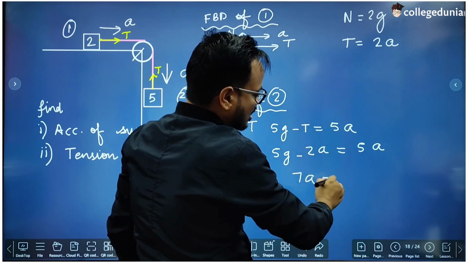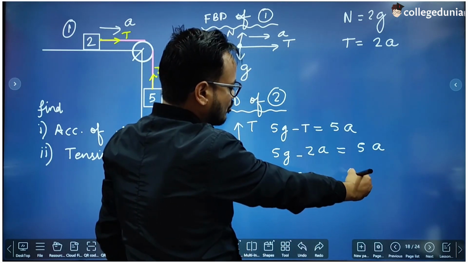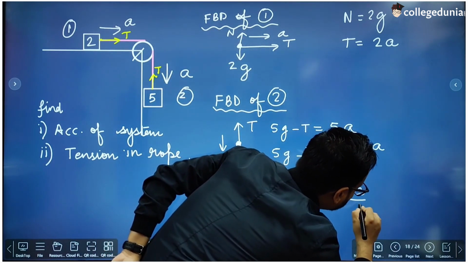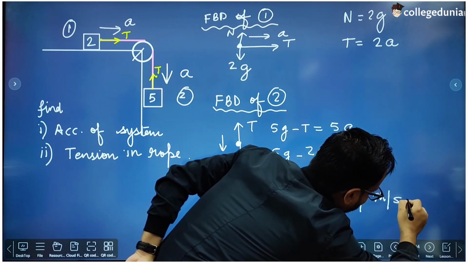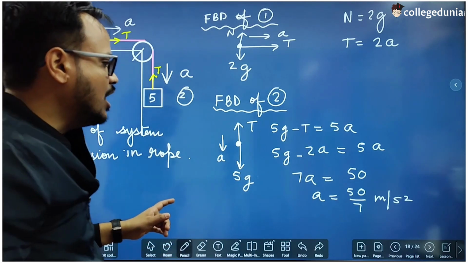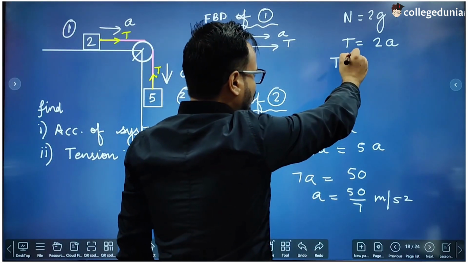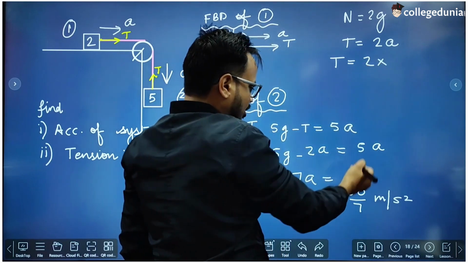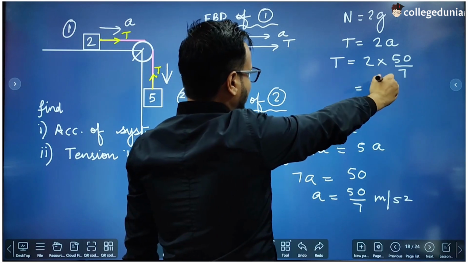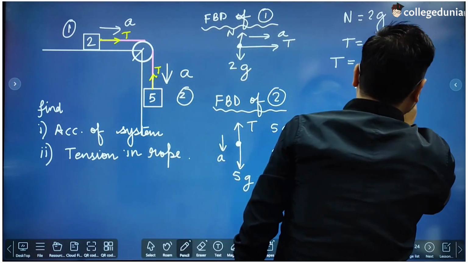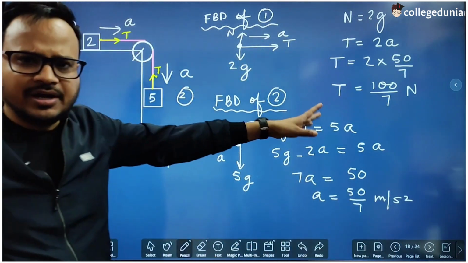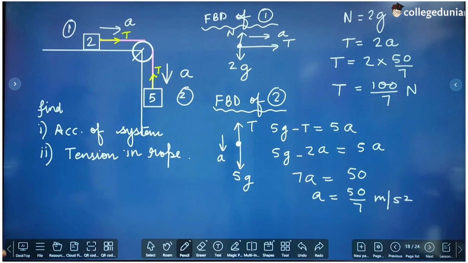7a is 5g. Let's take g as 10. So it is 50, so a is 50 by 7 meter per second square. This is the acceleration of the system, and we also have to find the tension in the rope. Tension is 2a, so 2 into a, it is 50 by 7, 100 by 7 Newton. Tension is 100 by 7 Newton, right?